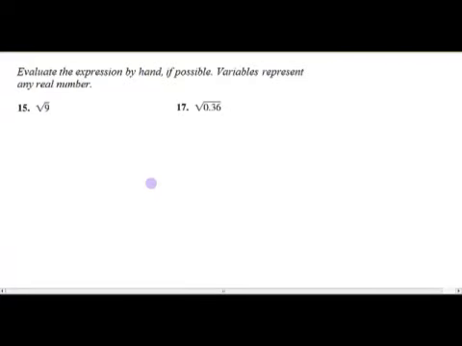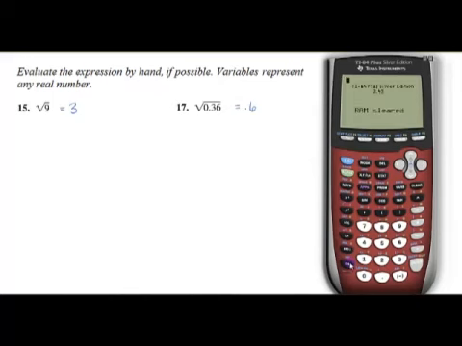Evaluate the expression by hand if possible. Variables represent any real number. Here we have the square root of 9, and that is 3. The square root of 0.36 is 0.6. If you would like, we can grab the calculator and put that in. I have a square root right here, second x squared button, of 0.36, and I'm going to close my parenthesis here. Enter is 0.6.